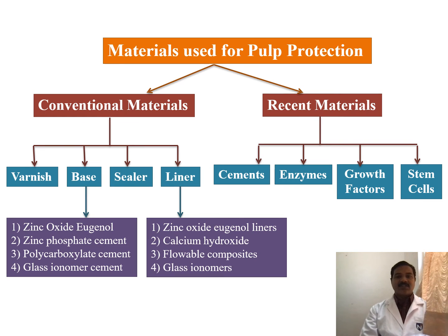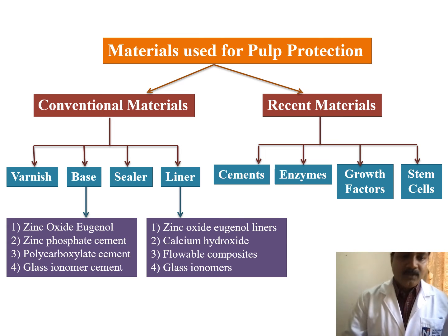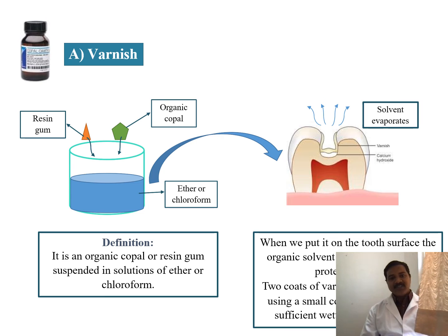So let us now discuss broadly the various materials that are used for protection. One is conventional methods, the other is recent materials. In conventional methods, you have varnish, bases and liners. First we'll talk about varnish. You all know that varnish is a resin gum which is dissolved in an organic solvent, either ether or chloroform. It also contains copal resin.